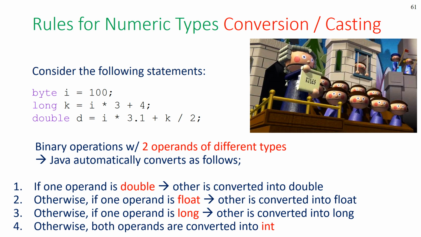And then at the end, if both operands are not meeting any of those three rules, that's it. We just convert both to int. And these are the rules that are followed by Java. So they kind of make sense, okay?